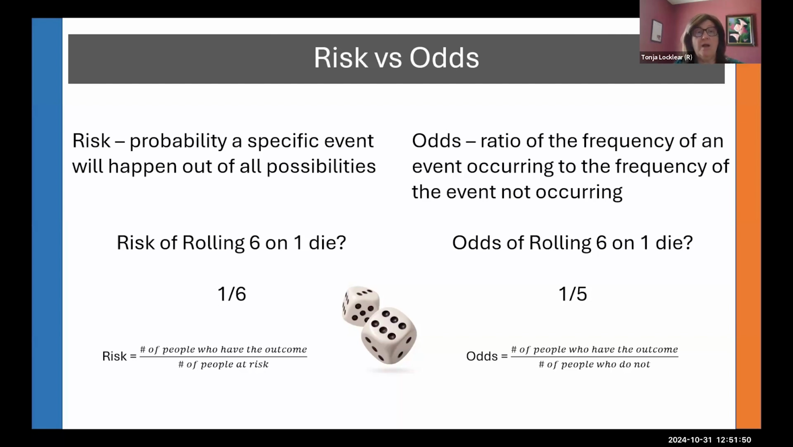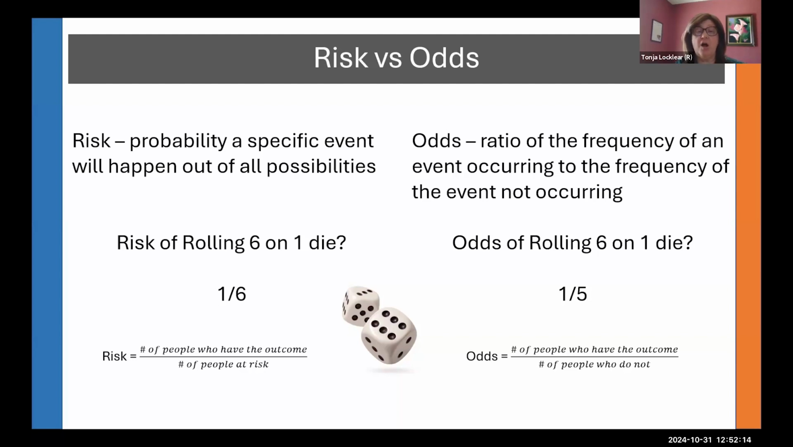The odds ratio, however, is the ratio of the frequency of the event occurring to the frequency of the event not occurring. So the odds of rolling a 6 on a die are 1 to 5. You have a 1 chance of making a 6, and you have 5 chances of not making a 6. So that's the difference between the risk versus the odds of something happening.